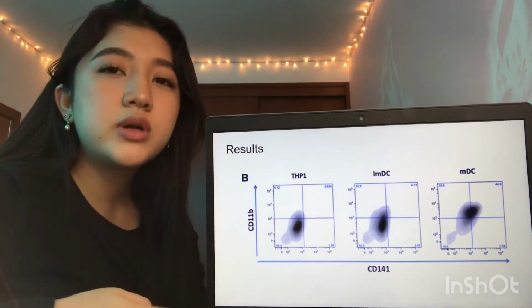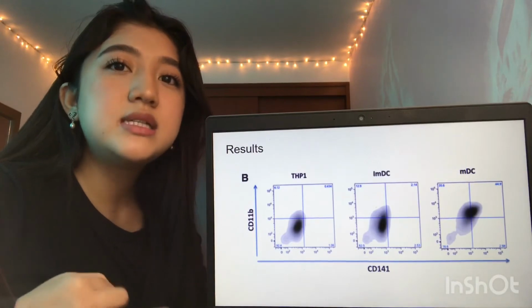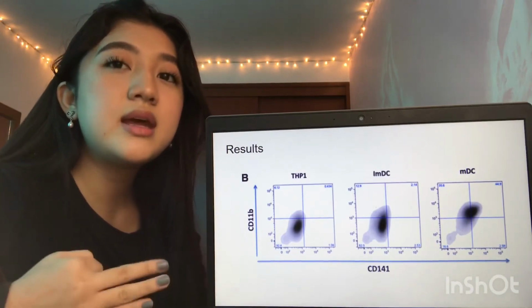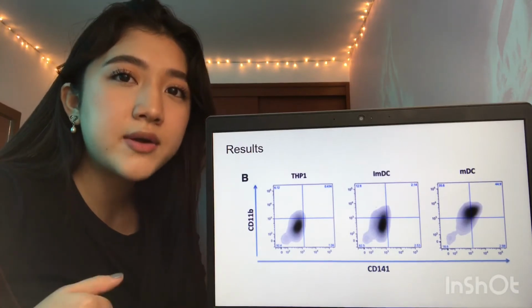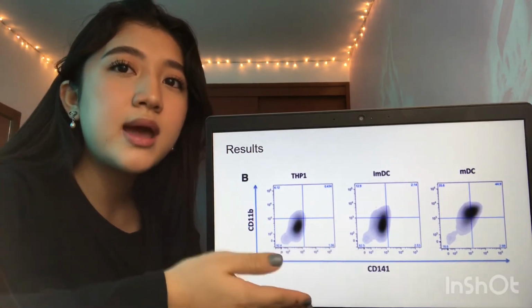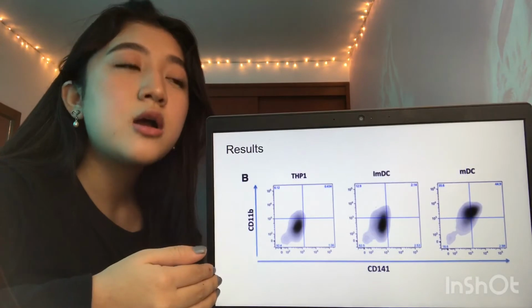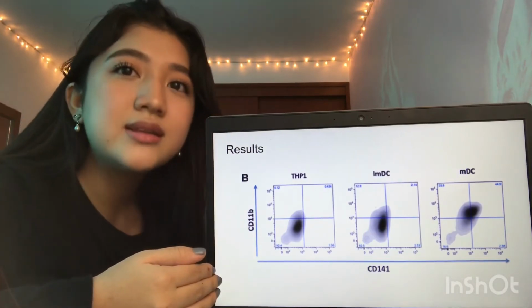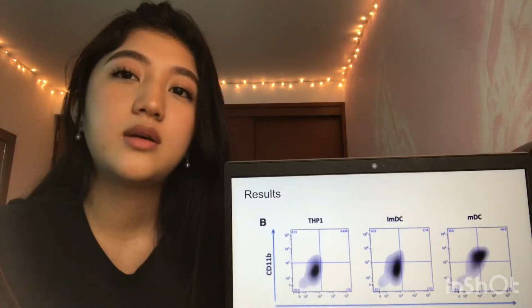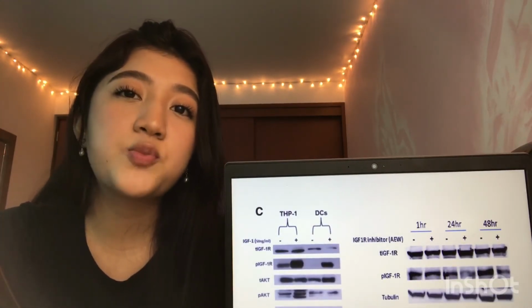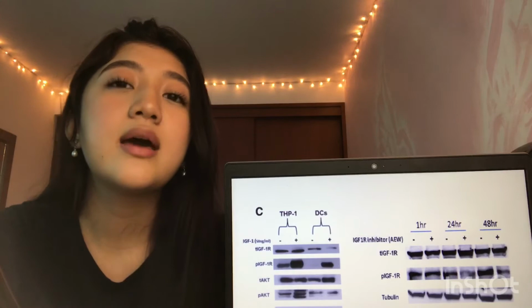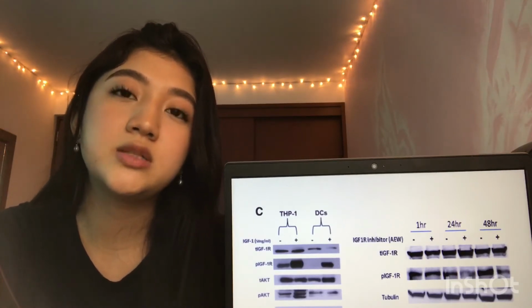THP1 cells treated with IL-4, GM-CSF, TNF-alpha, and ionomycin expressed significantly higher CD141 and CD11b levels compared to the untreated THP1 cells. Next, in figure C, we analyze the expression of IGF-1R in dendritic cells compared to THP1.